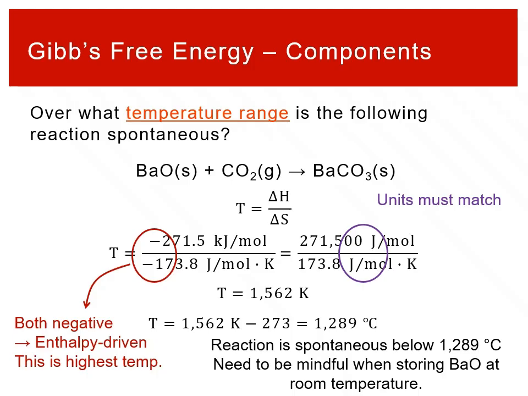So anywhere below 1,289 degrees Celsius, this reaction is going to be spontaneous. That really means that if you're trying to do this chemical reaction, you have a lot of flexibility. You could really heat it up, say you're trying to speed up the kinetics. You really don't have to worry about it getting too hot. You could really crank it. Other things are going to start happening before this reaction stops being spontaneous. But another thing we want to be mindful of is that sometimes we don't want this chemical reaction to happen.